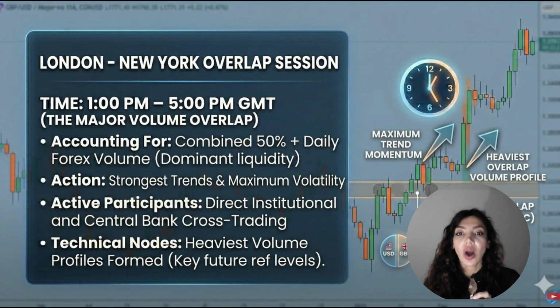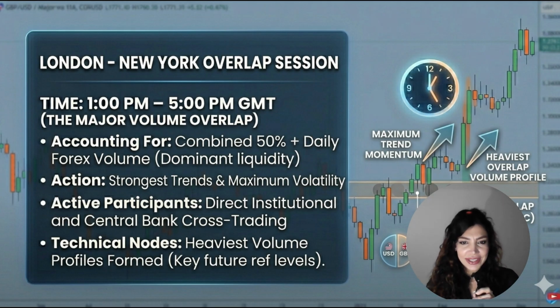London, New York overlap. So it is from 1 p.m. to 5 p.m. Both markets active simultaneously. Tightest spreads, highest volume, strongest trends, the heaviest volume nodes of the day get built here. And those nodes become key reference levels for the next session and even for the next day.